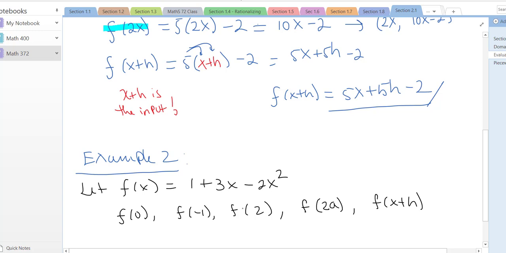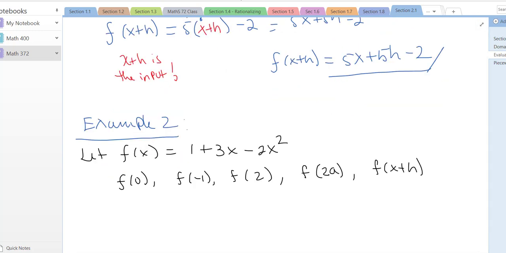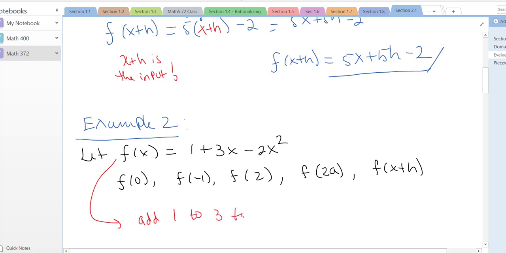So go ahead and pause the video and try to find these on your own and see what you come up with. And if you want to think of it in words, what is this rule? What is this function saying? So it says you add 1 to 3 times the input, and then you subtract 2 times the input squared.